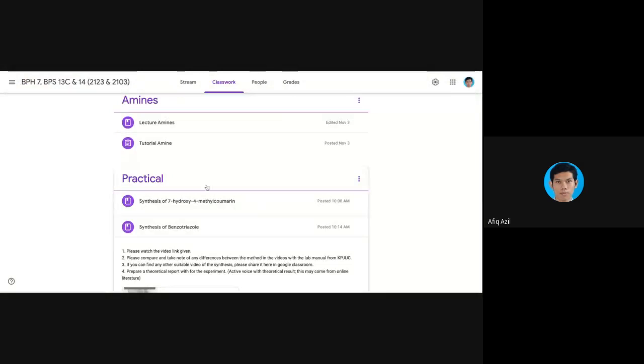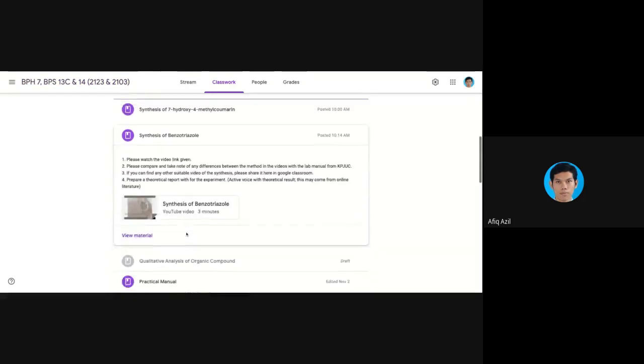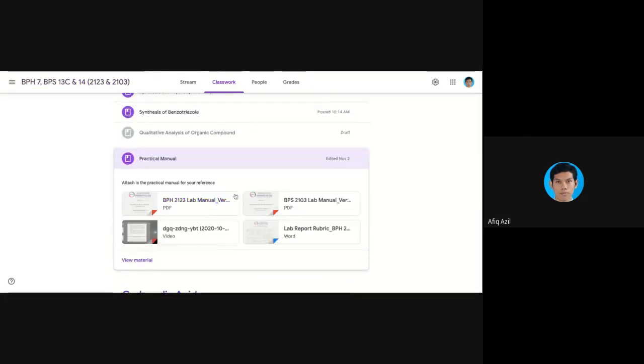Okay, sorry, the video doesn't have any sound, but that is how the benzotriazole is prepared. And another thing that I want to show is I've already posted the rubric for the lab report in the practical manual section over here.